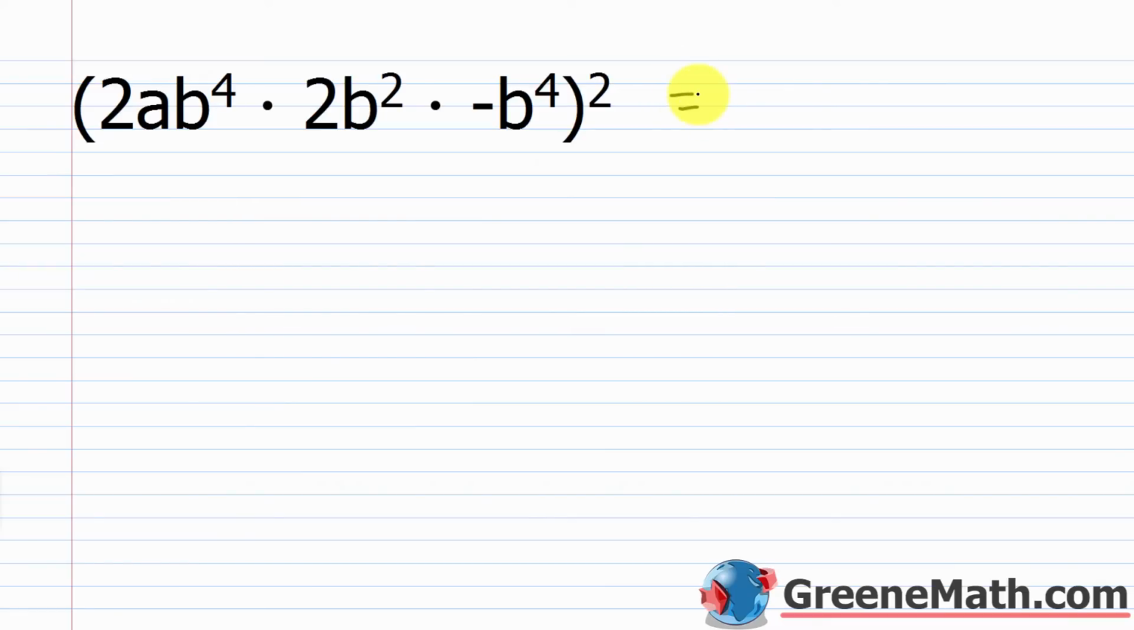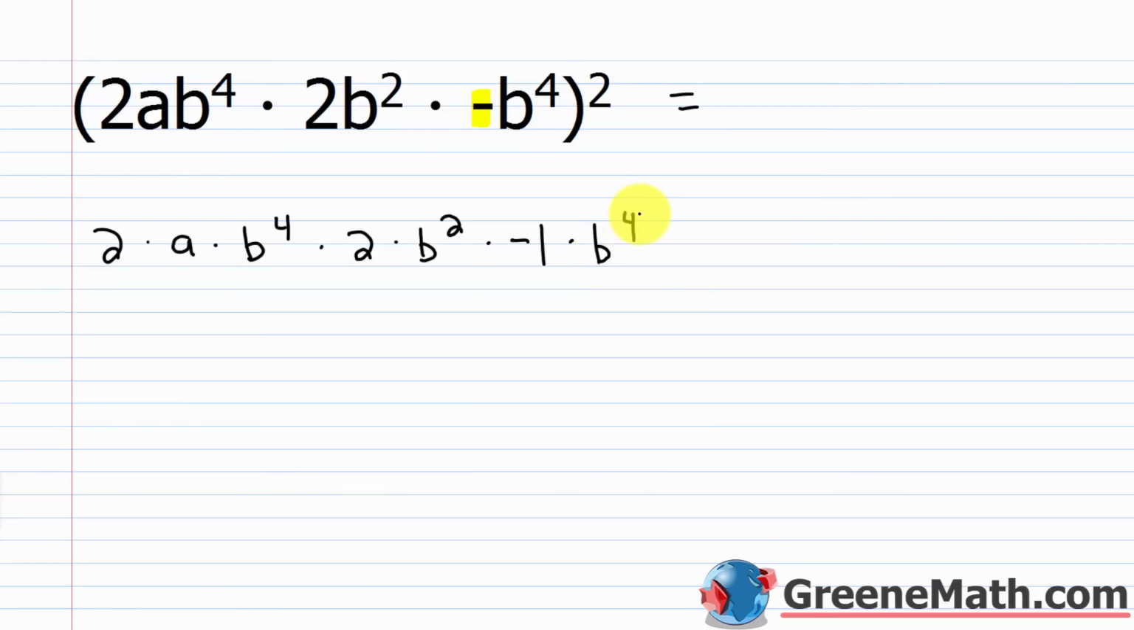All right, so let's kind of break this down individually. So we have 2 times a times b to the 4th power times 2 times b squared times, now again, pay close attention here, you have this negative that sits out in front of b to the 4th power. There are no parentheses here. This is not like this. So when this occurs, just do yourself a favor and write times negative 1 times b to the 4th power.